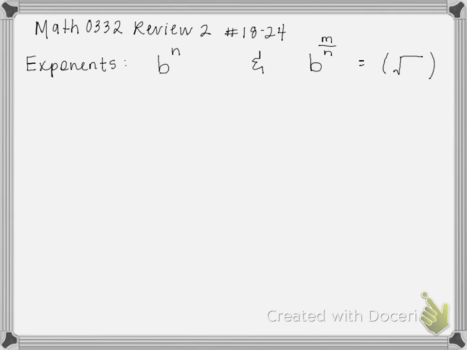So whenever I have exponential notation, that looks like this, b to the nth power, where b is your base, so that's the number being multiplied, and the n is your exponent, and the exponent tells you how many times to multiply your base.